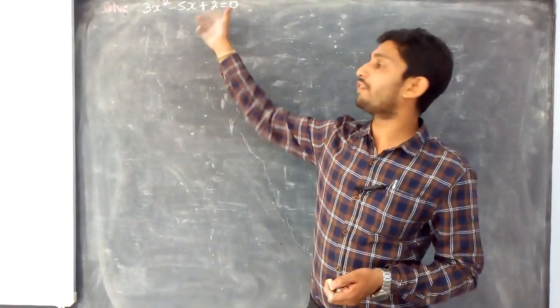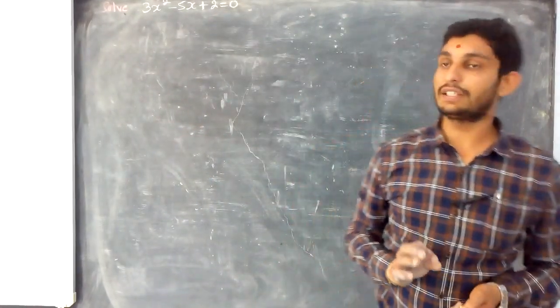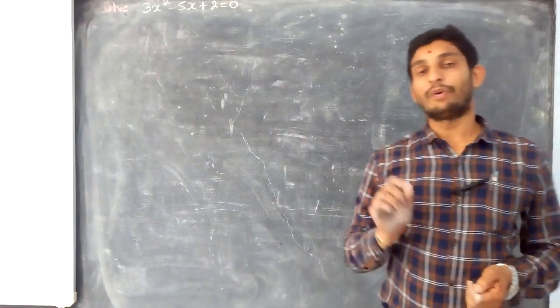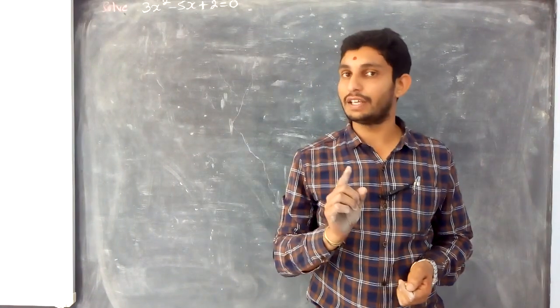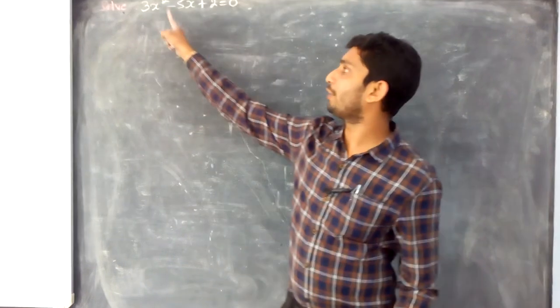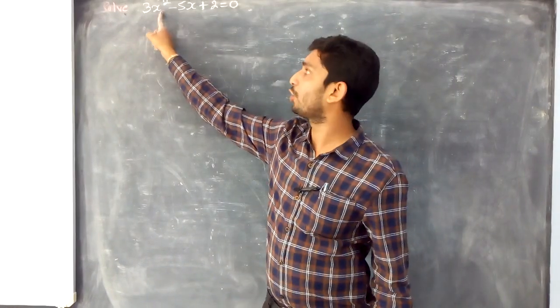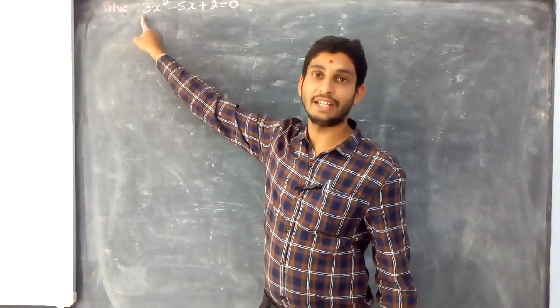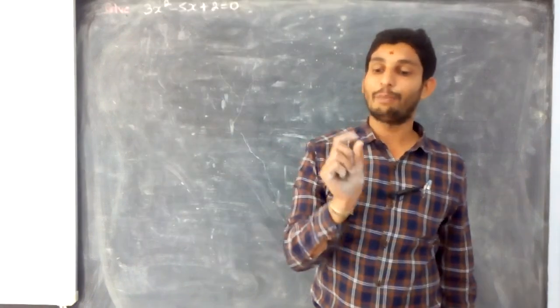See, first of all, is that in standard form? Yes, it is in standard form. What is the second thing you have to see? You have to see the rules, I have told you. You have to see the coefficient of x square. What is the coefficient of x square? It is 3. But 3 is not a perfect square.